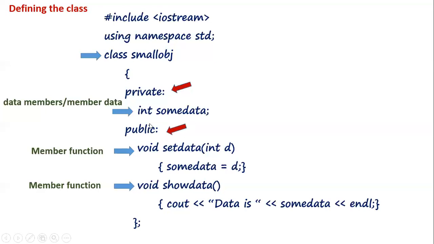So we use the term public mostly. Most of the time, the functions are used with the keyword public so that you can use the function from anywhere in the program. So these are two important keywords used in defining a class, that is private and public.